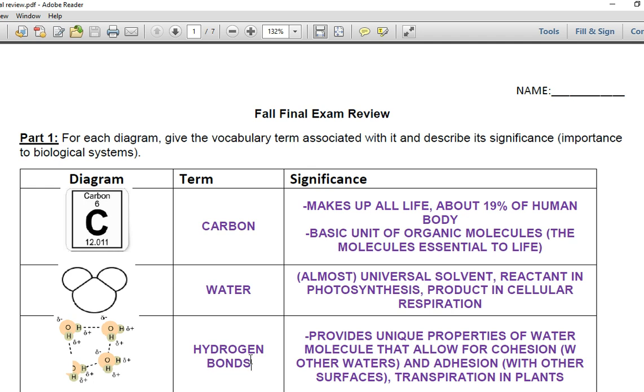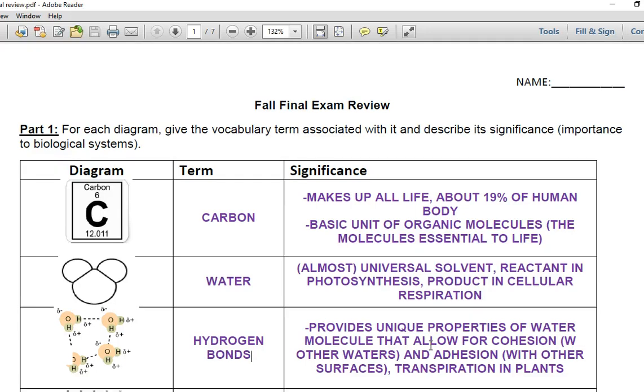attractions between the partial positive charge of a hydrogen molecule in water and the partial negative charge of oxygen in a water molecule that is close to it. So these hydrogen bonds are going to provide the unique properties of water that we see, like cohesion, where water molecules stick to each other, and adhesion, where they stick to other surfaces through those hydrogen bonds. And it's going to cause things like the recently learned phenomenon, transpiration in plants, to happen, where we're drawing water up through the roots, through the stems, and out the leaves. The opening is called stomata.